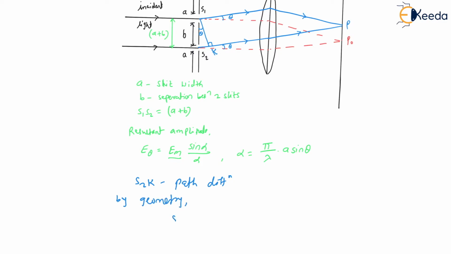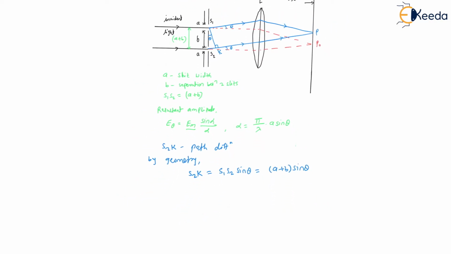By simple geometry, we can write this S2K as, see, it is the opposite side of this theta. So it will be hypotenuse into sine theta. And here the hypotenuse is this one, S1S2. So we can write hypotenuse, that is S1S2 into sine theta. Again, as we know, S1S2 is a plus b, so it is a plus b into sine theta. So this is the path difference between these two waves, that is a plus b sine theta.